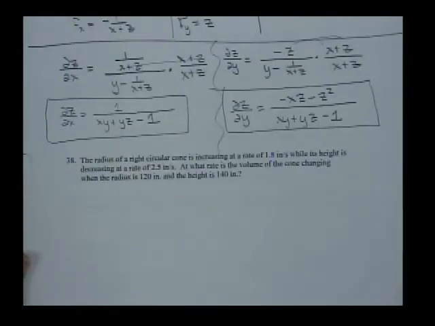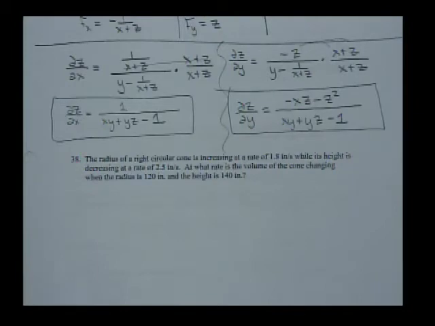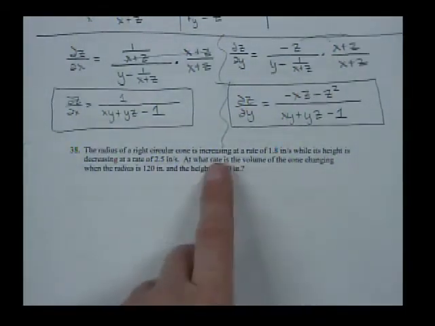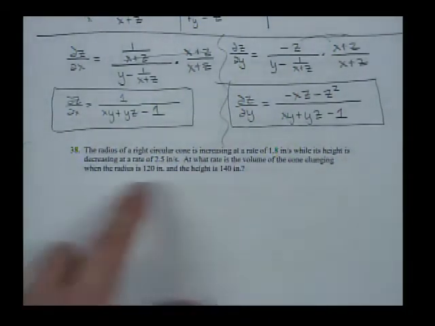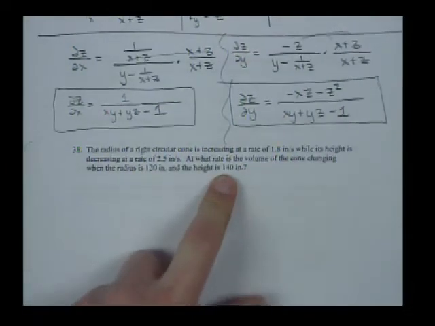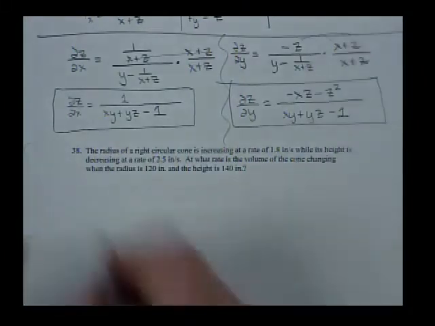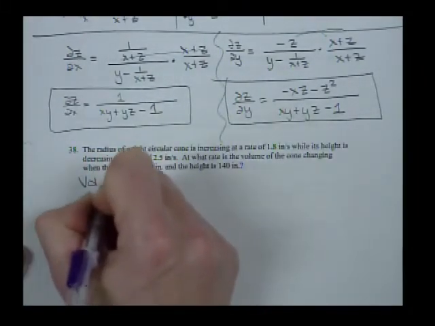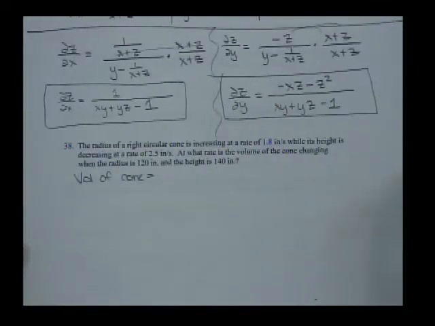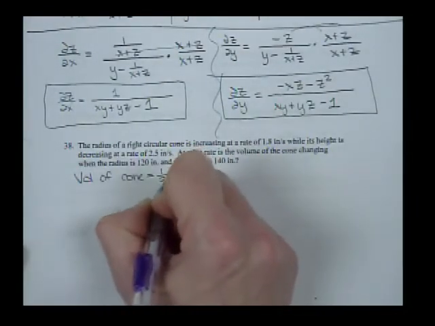Okay. So 38 says the radius of a right circular cone is increasing at a rate of 1.8 inches per second, while its height is decreasing at a rate of 2.5 inches per second. At what rate is the volume of the cone changing when the radius is 120 inches and the height is 140? So they talk about volume, and volume of a cone, I think it's 1/3 pi r squared h.